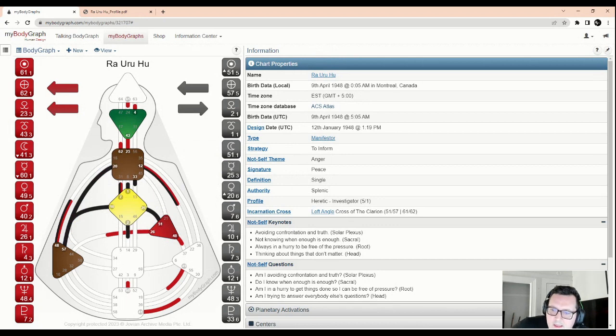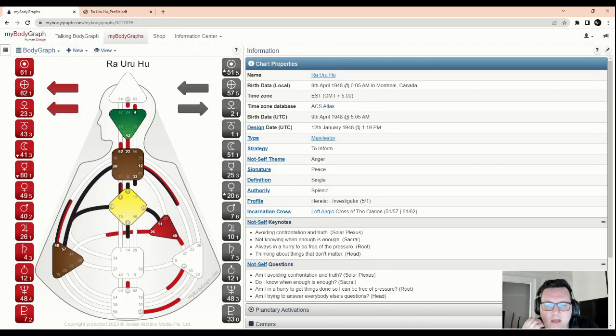His profile is the heretic investigator. It's the 5-1. And the 5 line that's known as the heretic could be like a savior, or it's also known as the visionary leader. But they deal with all kinds of projections onto them, either positive or negative from others. And so they can attract a following by certain people, and then by other people they're seen as like a heretic, somebody that they don't trust for some reason or some other reason.